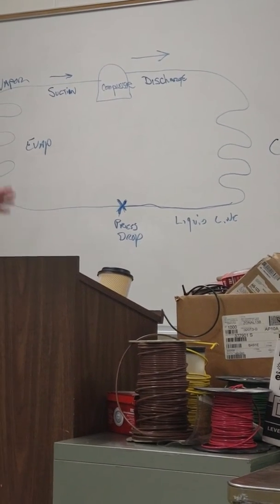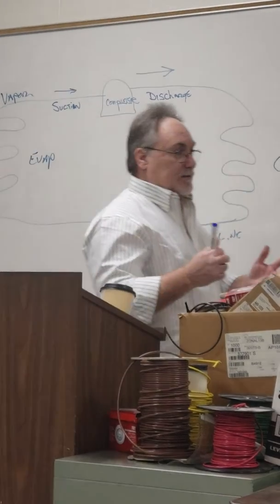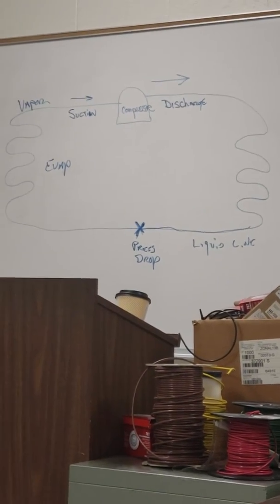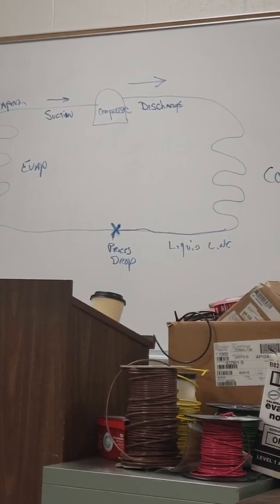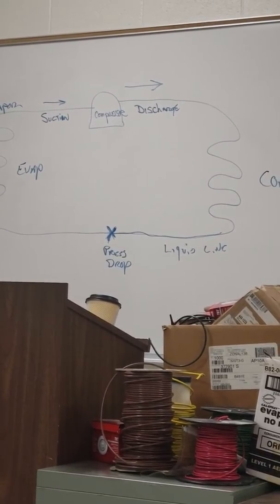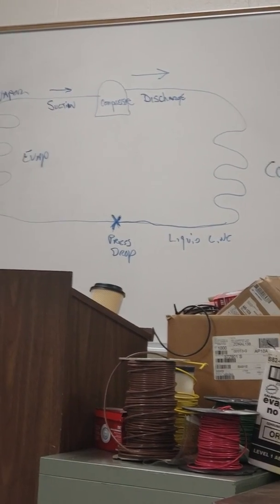So that cycle is something you have to know. That's really the basics, what they call a basic refrigeration system. We'll be adding a few additional components into that as we go. We'll be talking about electrical components that interact with these things and tell them what to do.